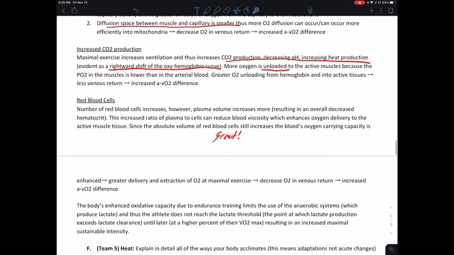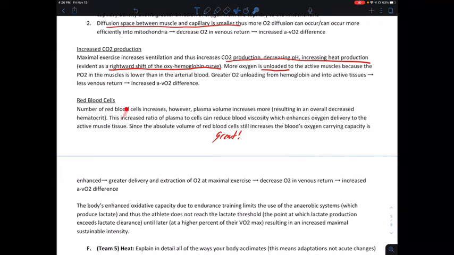Okay, increased CO2 production. This would occur along with heat production and decrease in pH because we're driving ourselves further, pushing ourselves harder, and so that would shift the curve more to the right, which would cause more oxygen unloading, which would lead to more extraction of oxygen.